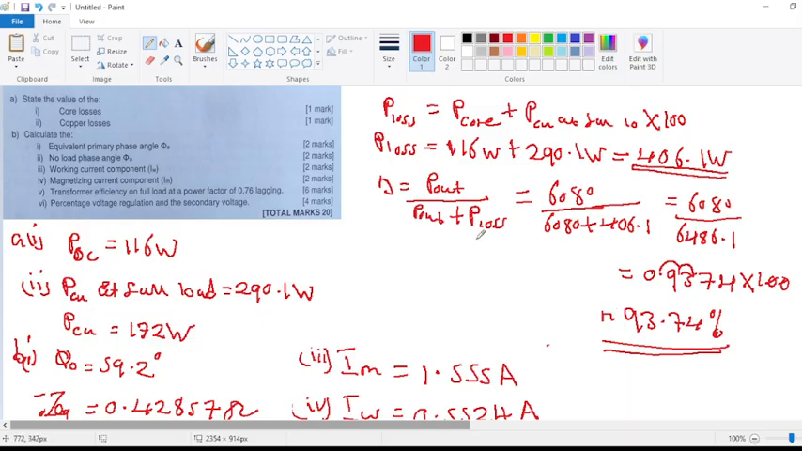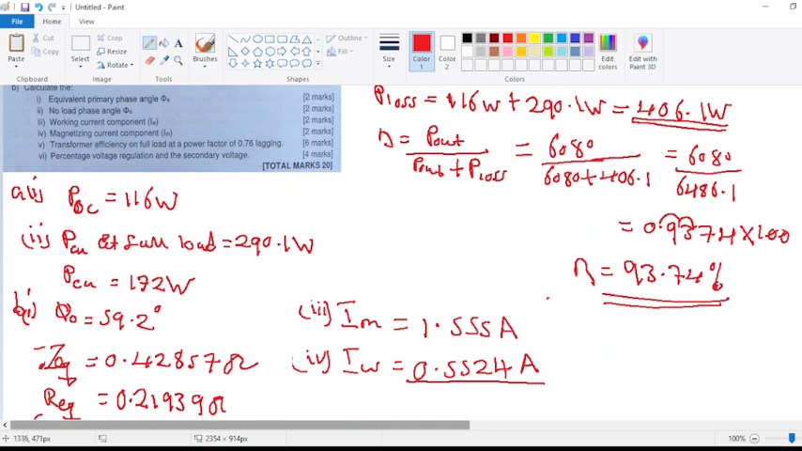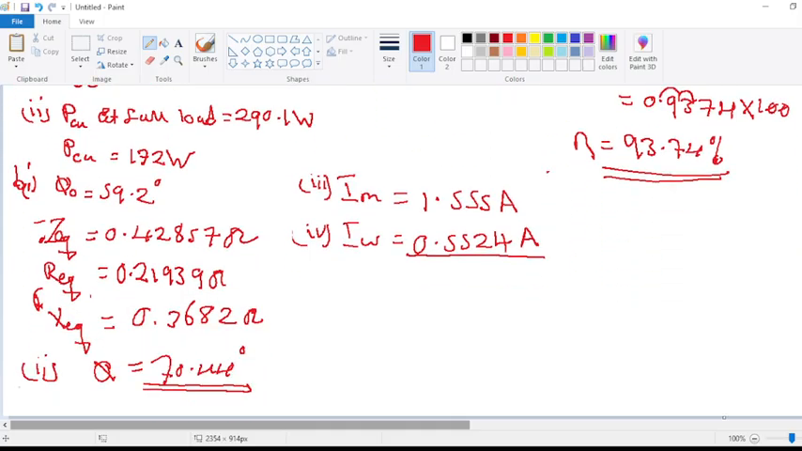So this is the efficiency. Let me just write the formula of the efficiency nicely. This is the efficiency of the transformer on full load at a power factor of 0.76 lagging. Now since we've calculated the efficiency, how do you calculate the percentage voltage regulation? We are dealing with the voltage drop and the secondary voltage. So let's now look at the voltage drop, the voltage regulation.